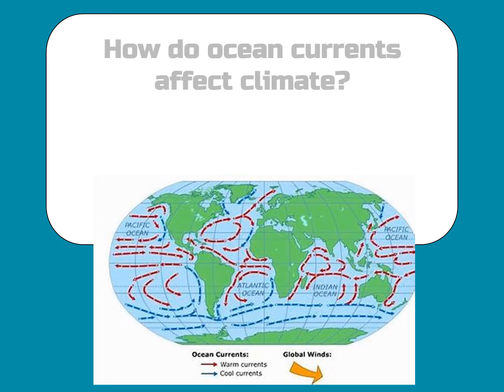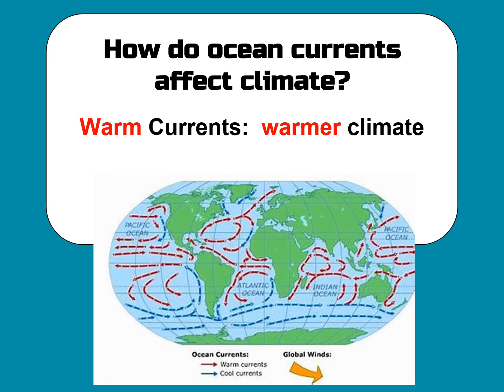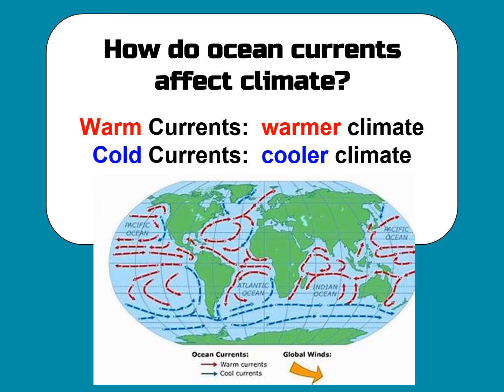All right, the next one is how do the ocean currents affect the climate? This is a pretty easy one. If you have a warm current, you're going to have a warmer climate. If you have a cold current, you're going to have a colder climate. So if we look here up off the coast of California, we see a cold current, which means even though it's on the same latitude as Florida, it's going to be a cooler climate than Florida because Florida has the Gulf Stream, which is a warm current.